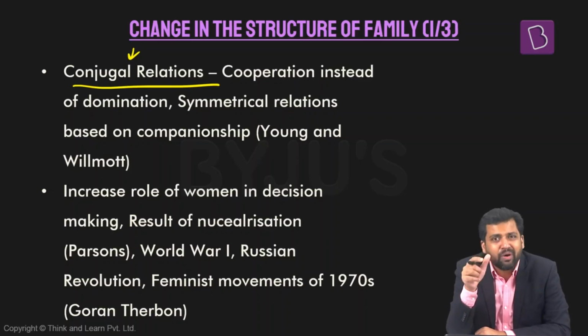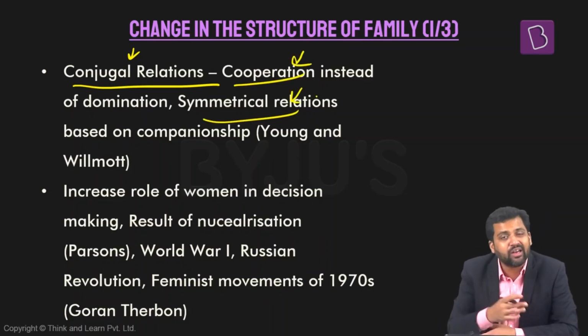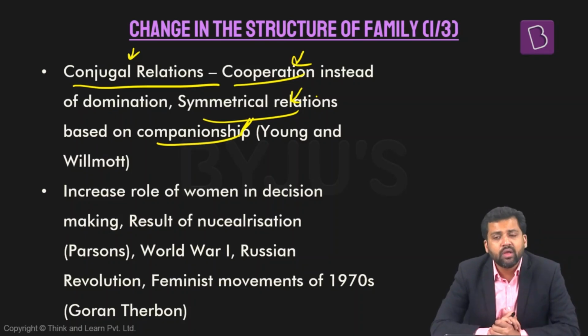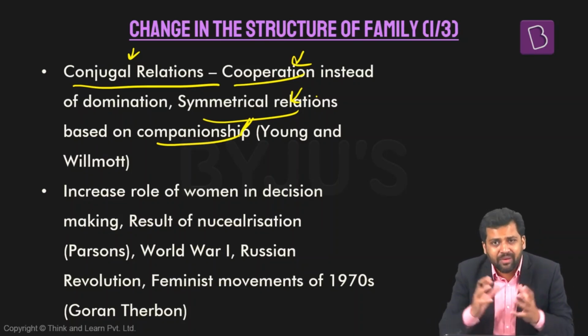Now the relationship between the spouses, husband and wife, is more about cooperation. The relations are becoming more symmetrical in nature. The relationship is more about companionship now. But the question is, how did this happen? What are the factors behind this? There are multiple reasons. One of them can be nuclearization, as families are becoming smaller.